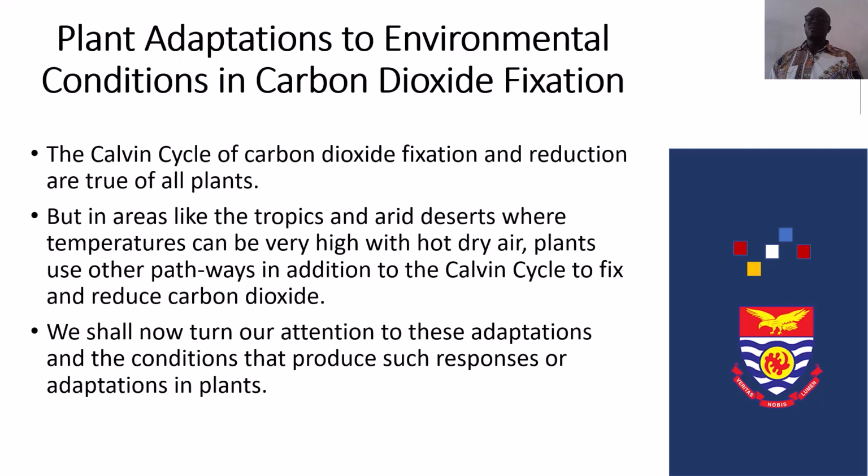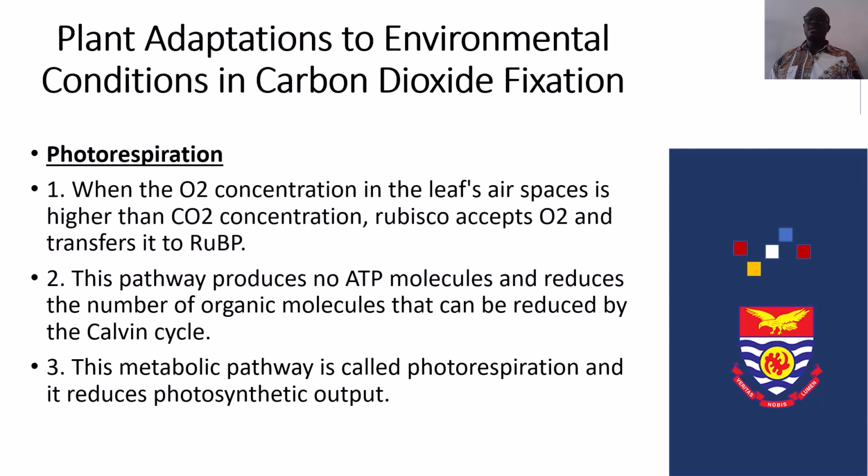The Calvin cycle of carbon dioxide fixation and reduction is true of all plants, but in areas like the tropics and arid desert where temperatures can be very high with hot, dry air, plants use other pathways in addition to the Calvin cycle to fix and reduce carbon dioxide. We shall now turn our attention to these adaptations and the conditions that produce such responses or adaptations in plants.